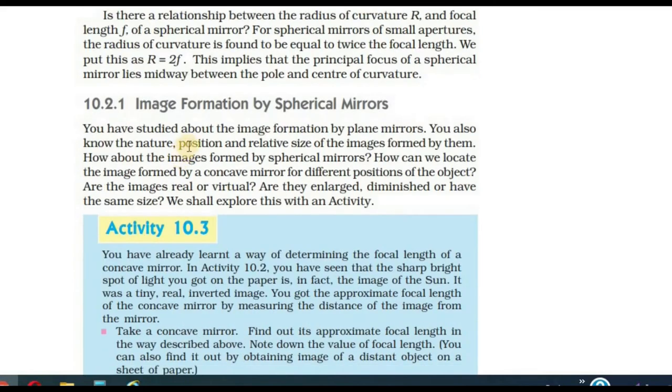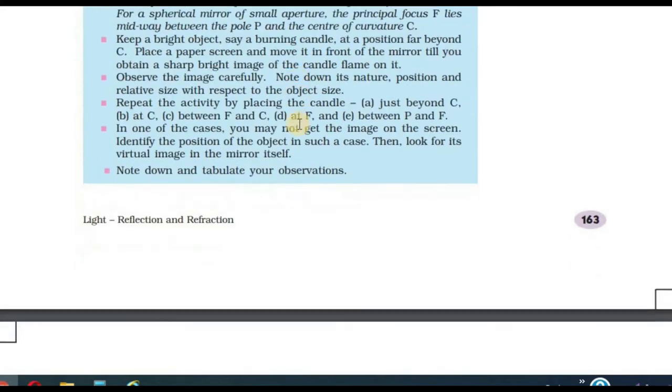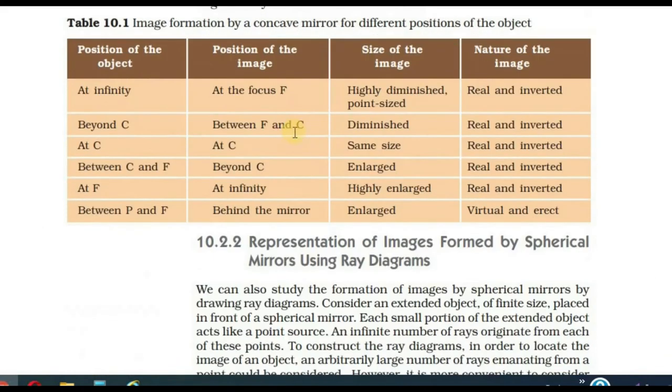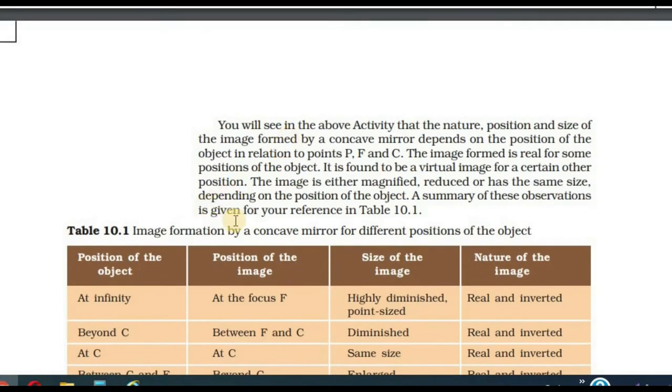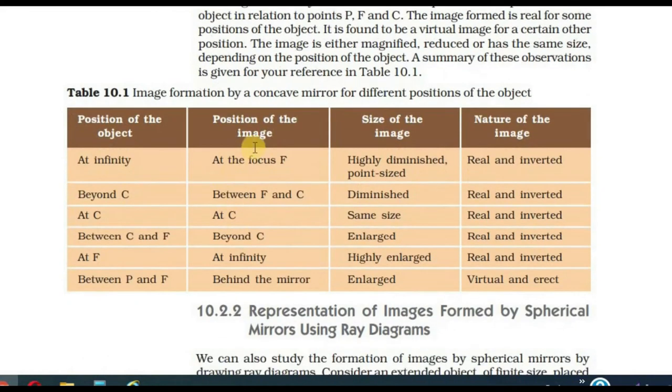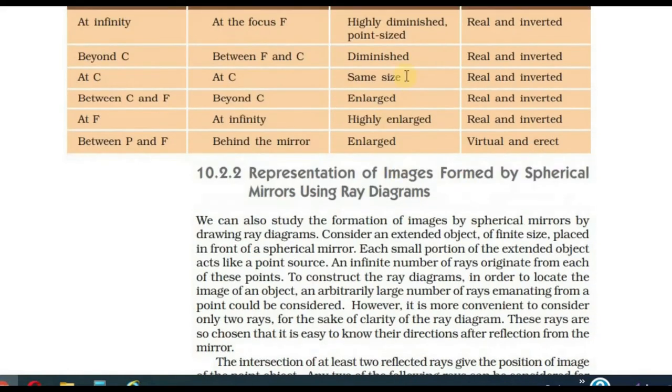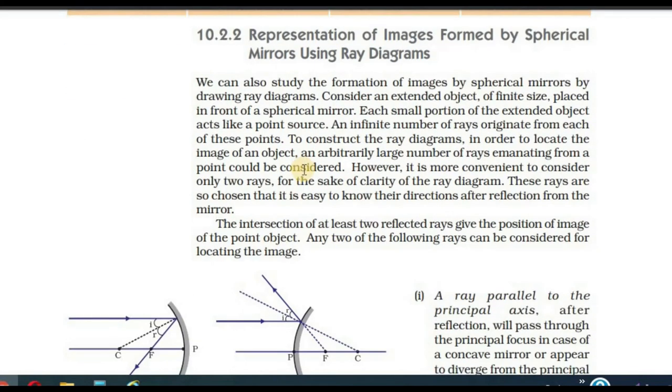Now we are going to discuss image formation by a spherical mirror. You can have the image formation for a concave mirror for different positions like this. When we place the object at infinity, the position of the image will be at the focus, and the size of the image and nature of the image etc. are explained here, that you can check and study.